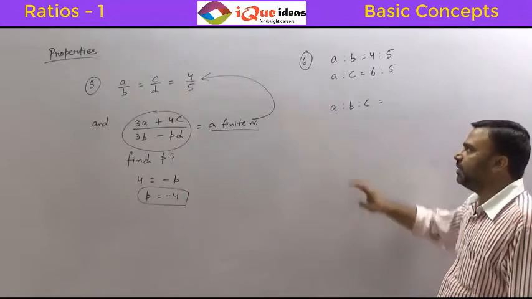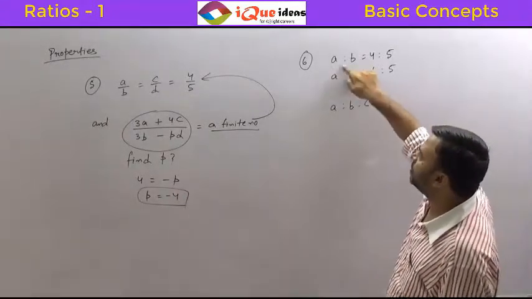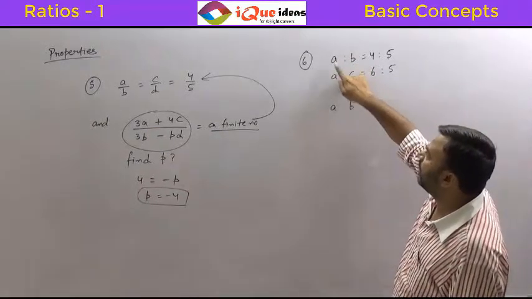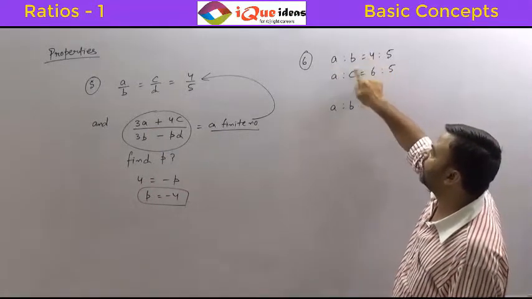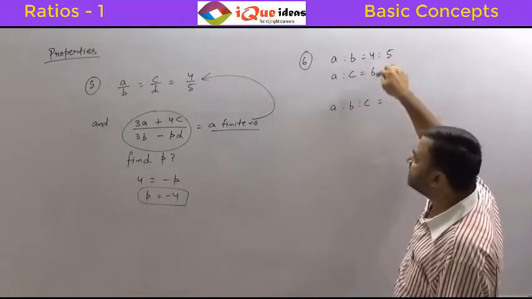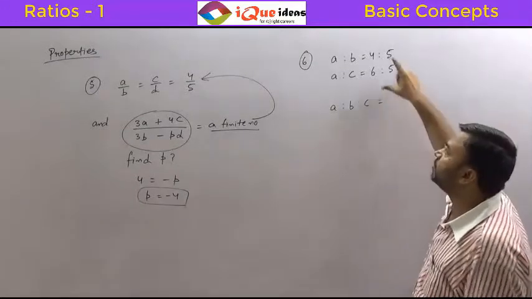To combine, we need to identify the unknown number which is common to the ratios. Now here A is the common number. Look at the values corresponding to A. It is 4 here and 6 here. Make the values of A same in both the ratios. Right? Now LCM of 4 and 6 is 12.